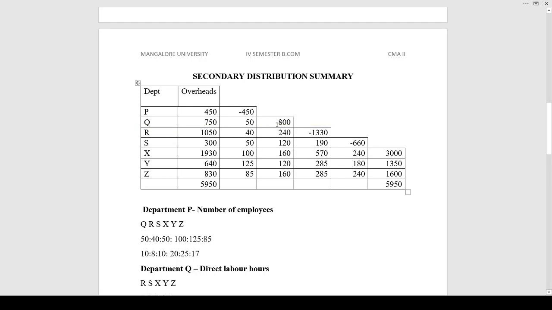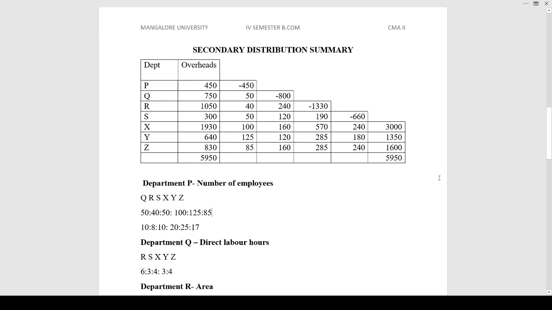So 800 rupees will be distributed in the ratio 6 is to 3 is to 4 is to 3 is to 4. So it will be for R department 240, S department 120, X department 160, Y department 120, and Z department 160.